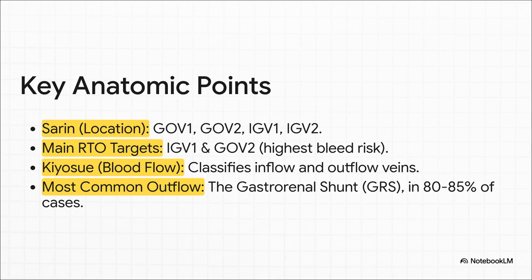We use two main systems to get our bearings. First is the Sarin classification, which just tells us where the varices are. For what we do, we're typically targeting the IgV1 and GOV2 types because they have the highest risk of bleeding. Then, and this is even more important for the procedure itself, the Kiyosue classification maps out the plumbing, the inflow and the outflow veins. And in the vast majority of cases, like 80 to 85%, the key outflow path we need to find is this big vessel called the gastrorenal shunt, or GRS.